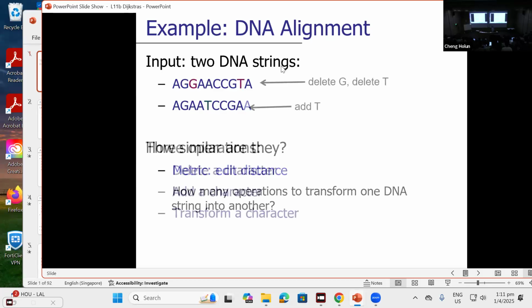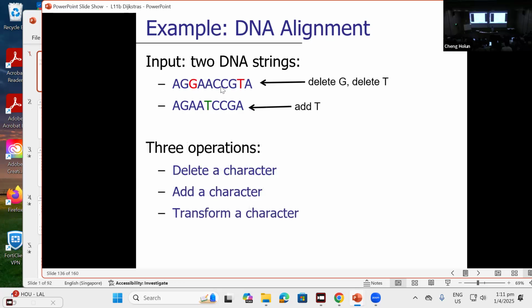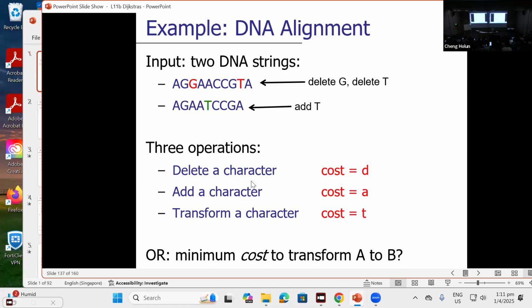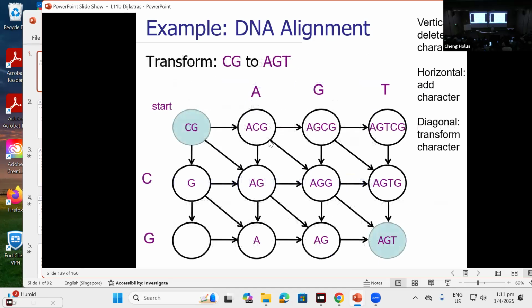Actually, very simple. For example, if this is the DNA of a certain creature, and this is the DNA of another creature. During mutation and evolution, the DNA is changing. So how do you know two species are close to each other? You just need to measure their cost of mutation by changing, and put them in the graph. So how much is this mutation?